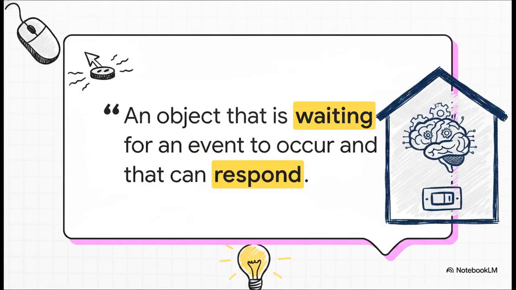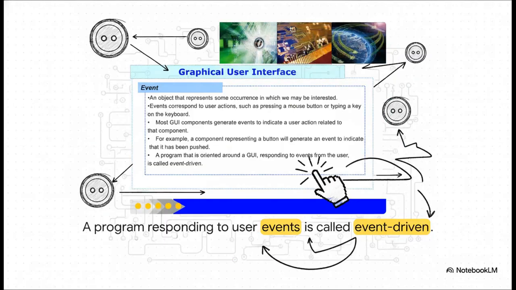I absolutely love this direct definition from the text. A listener is an object that is waiting for an event to occur and that can respond in some way when it does. I like to think of a listener as this invisible brain hiding inside the walls of our digital house. It just sits there, patiently waiting for you to flip a switch so it knows exactly when to turn on the lights. And this brilliantly illustrates that whole concept.